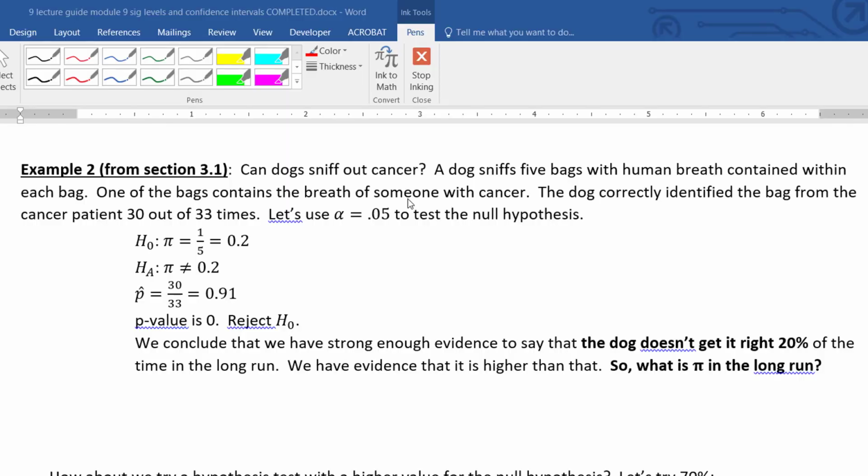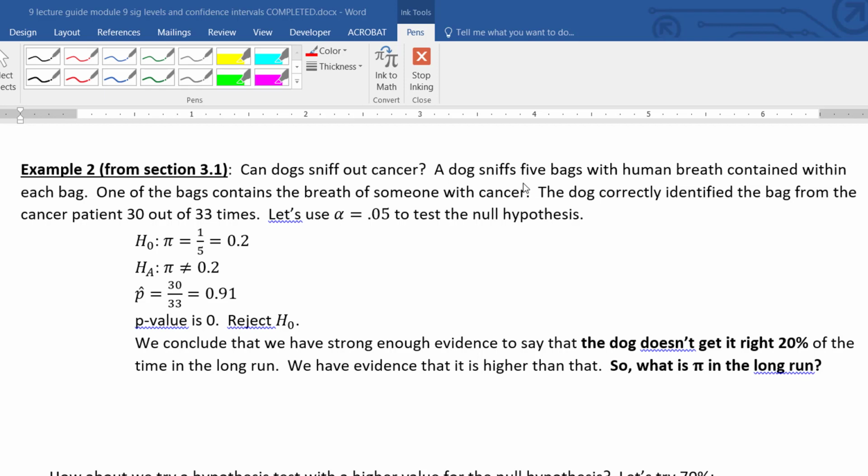This is Module 9. We're doing Example 2. This example comes from the Tintle textbook section 3.1, which you should be sure to read as well. So the question here, the research question we're trying to understand is, can dogs sniff out cancer?